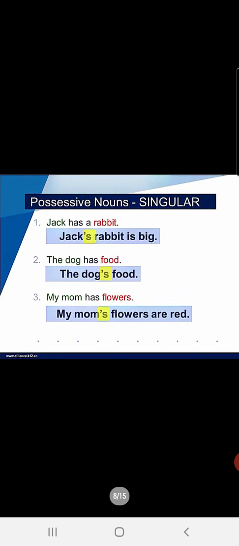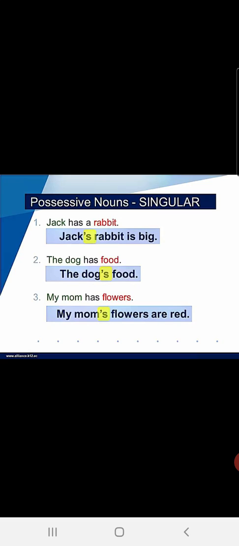Let's see some singular nouns here. Jack has a rabbit. Jack's rabbit is big. This shows that the rabbit belongs to Jack. Jack is the owner of that rabbit. The dog has food. The dog's food. That means the food belongs to the dog. The dog is the owner of that food.